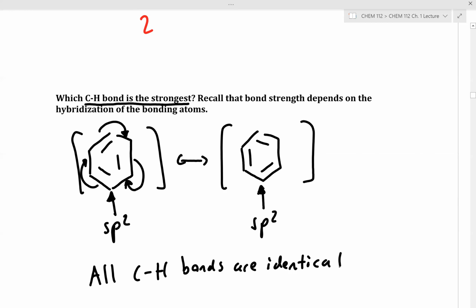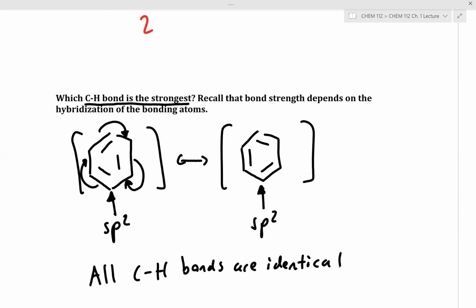The key reason why I ask this question is just to get us in the habit of thinking about what is the hybridization, what is the average hybridization based on both of our resonance structures, and in turn, the hybridization of your atom will affect your bond strength. And in this case, all of our carbons have identical hybridizations, all of our carbons are equivalent, so all of our carbon-hydrogen bonds are equivalent. Does that make sense? Okay.